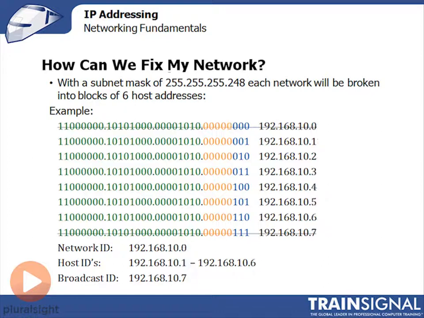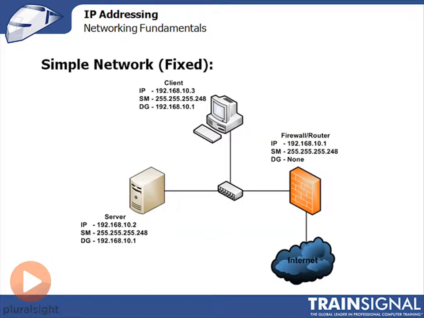But if we just go back to our first one, right, the first range that we had, we know that the valid hosts are 1 through 6. So we need 3 of those, right, because we had a server, a client, and a router. We'll just take 192.168.10.1, .2, and .3. We know they can all talk to each other within this subnet. Throw that onto our simple network, and it's all fixed. The router is now 10.1, the server is 10.2, and the client is 10.3.